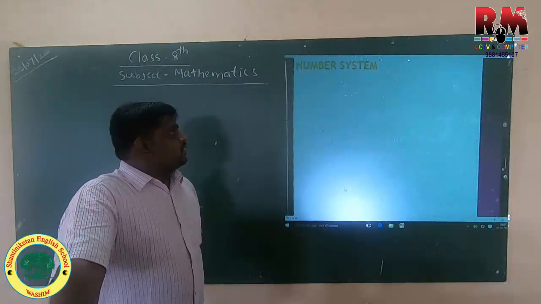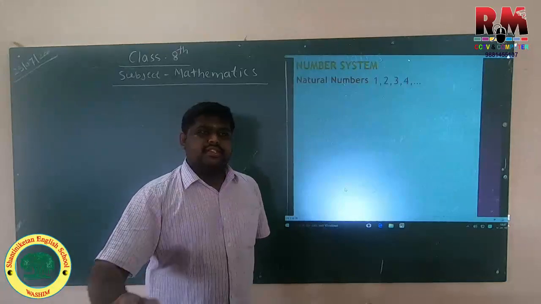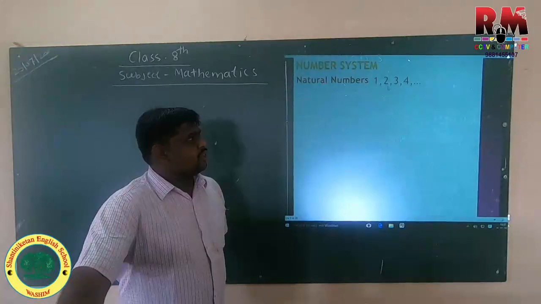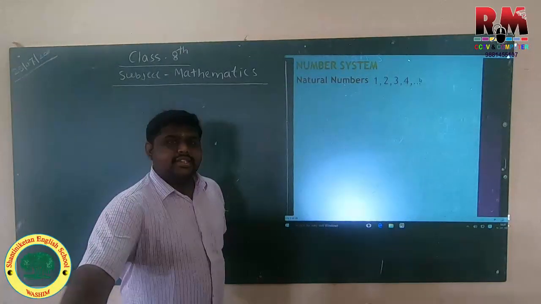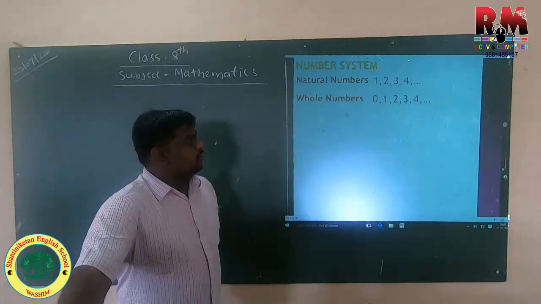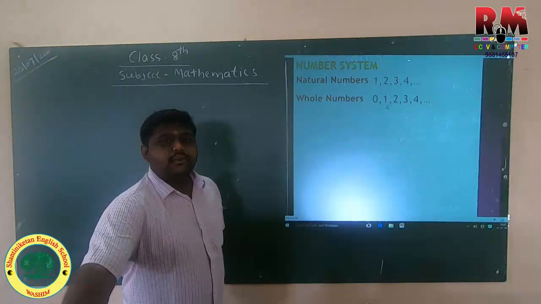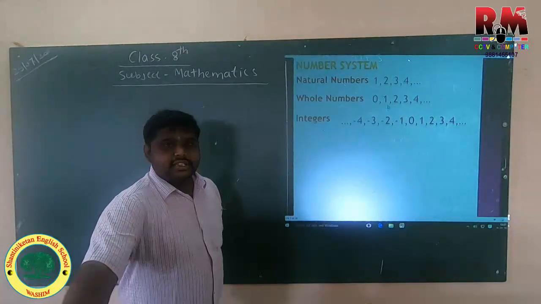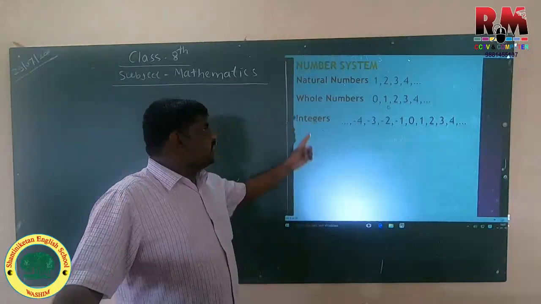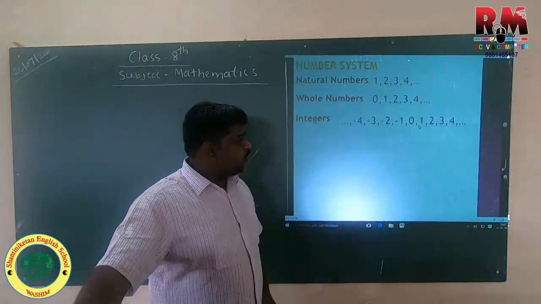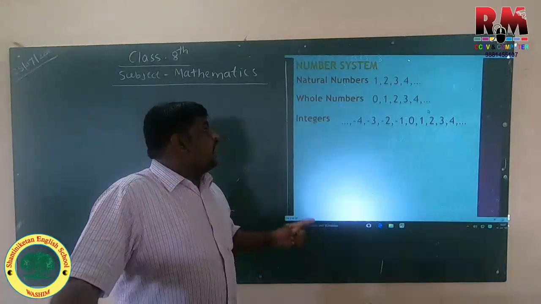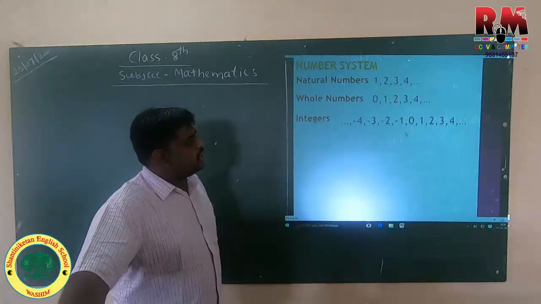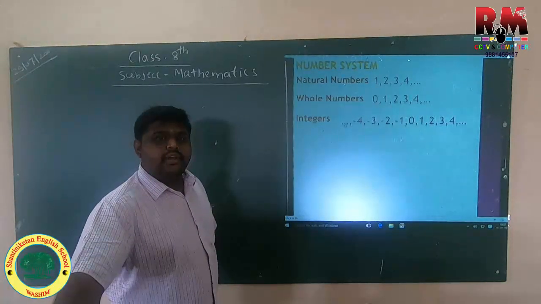Okay, so first number system. In previous classes we saw different types of numbers, that is natural numbers. We know natural numbers are 1, 2, 3, 4, 5, 6 and so on. Whole numbers are 0, 1, 2, 3, 4, 5, 6 and so on. Integers, what are integers? Integers are nothing but the whole numbers 0, 1, 2, 3, 4, 5, 6 and so on, and the negative of the natural numbers.